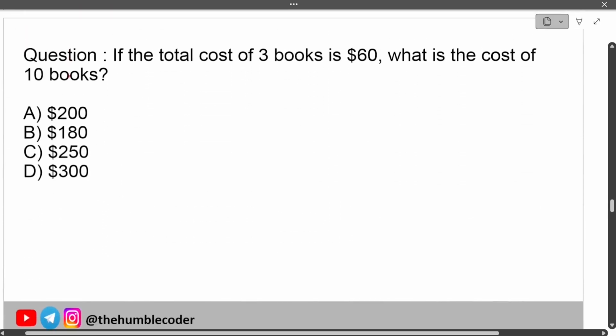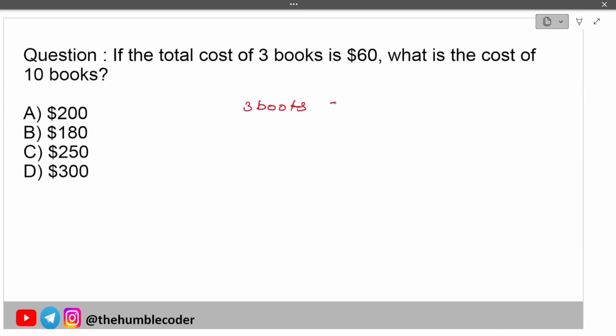If the total cost of 3 books is $60, what is the cost of 10 books? Okay, so let's try to solve this one. 3 books is equal to what? $60. So one book will be how much? 60 by 3, which is going to be 20. So the cost of one book is $20.